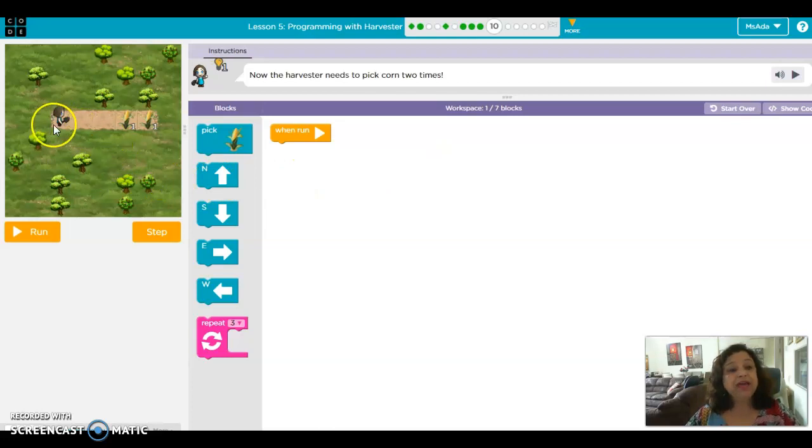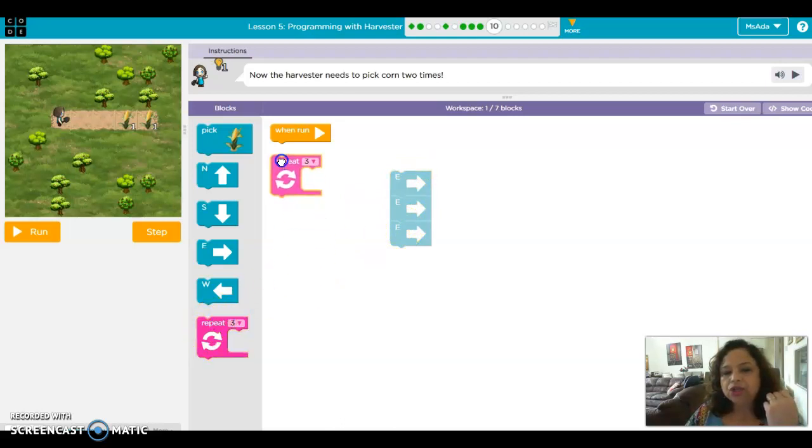So here we have that the farmer or the harvester needs to go not north, not south. Aha, it needs to go east. Let's see how many times. 1, 2, 3 times to get to the corn. It needs to go 3 times to get to the corn. Instead of putting one, two, three blocks, Miss Ada can put only 2 because I can use the times table. I can use the 3 times table.